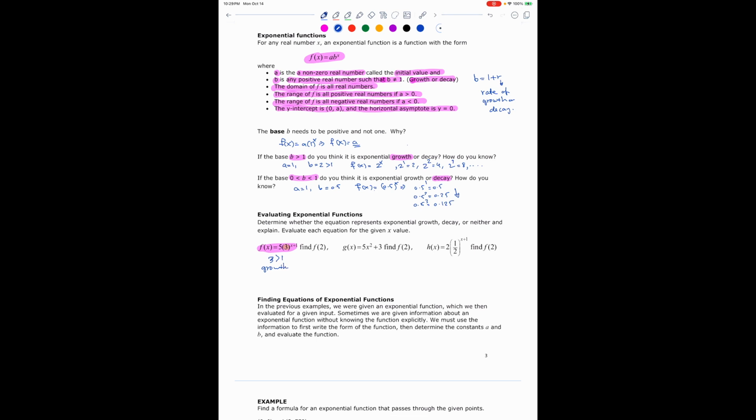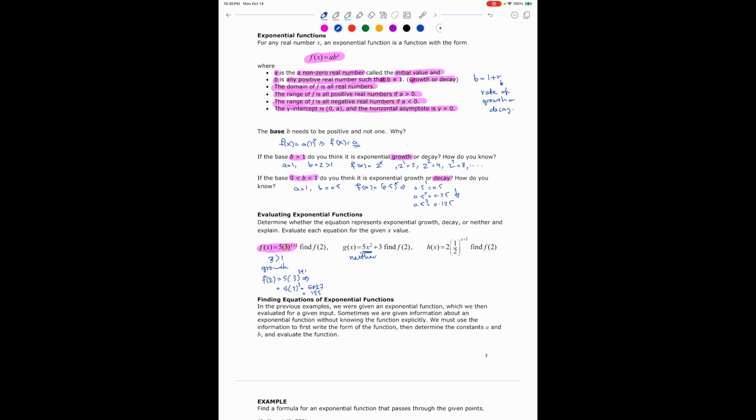To find f of 2, we're going to plug in x equal to 2. So we're going to have f of 2 equals 5 times 3 raised to the 2 plus 1. And that will lead to 5 times 3 to the third power. That is 5 times 27, which is 135. g of x is equal to 5x squared plus 3. This is neither, because a quadratic function increases and decreases, it doesn't always increase or always decrease. So we're going to say this is neither.